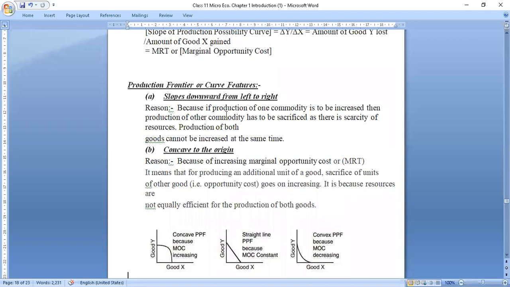In the next video, I will explain whether it is possible that only PPC is concave, but there are two other conditions: PPC can be a straight line and PPC can also be convex.